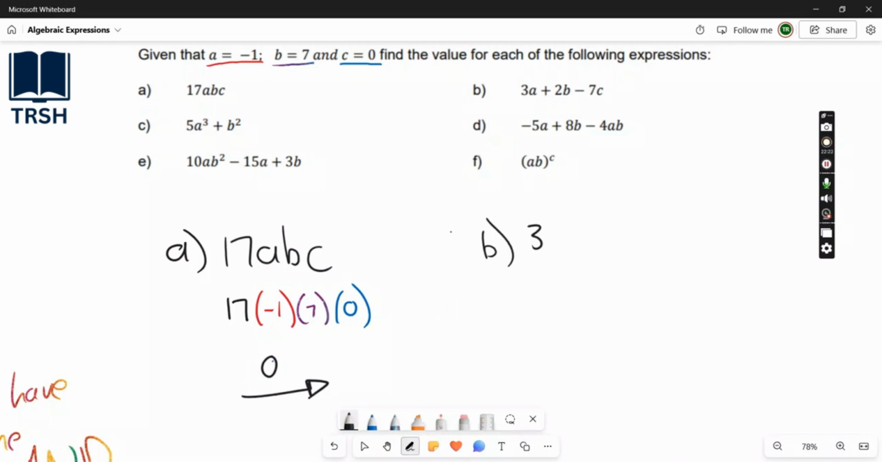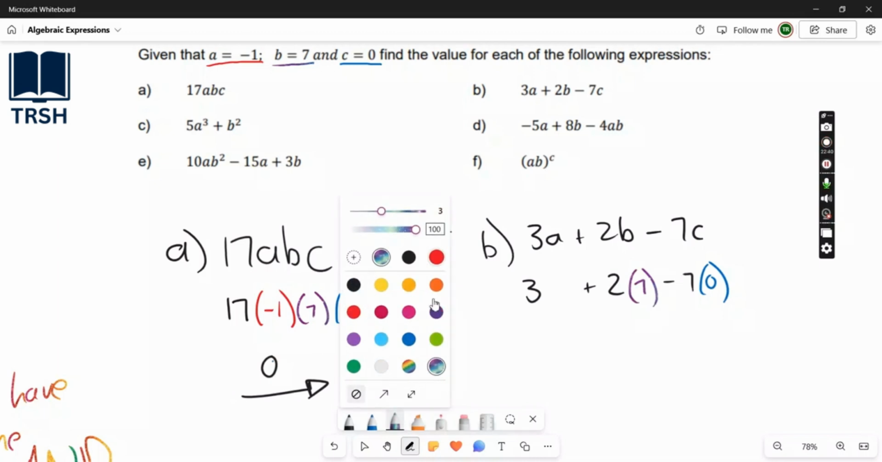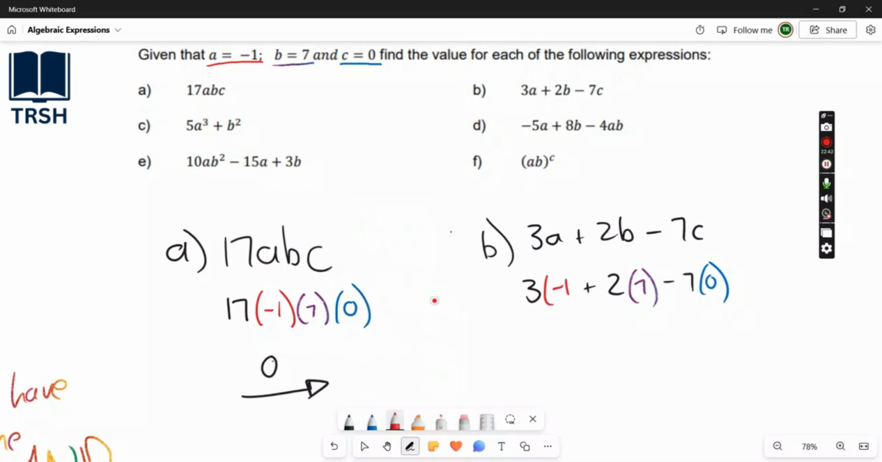Let's look at B. We have 3A plus 2B minus 7C. So the 3 plus the 2 minus the 7 will stay the same. C will substitute with 0. B will substitute with 7. And then A will substitute with -1. This is where now I say putting brackets is important, okay, so that you don't make any mistakes.